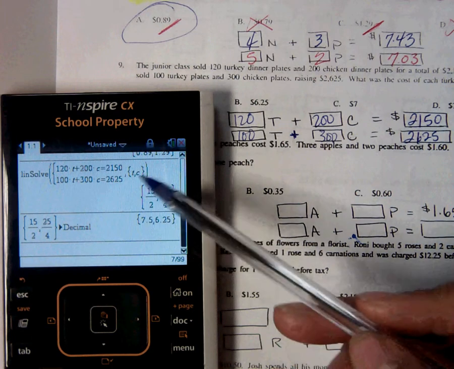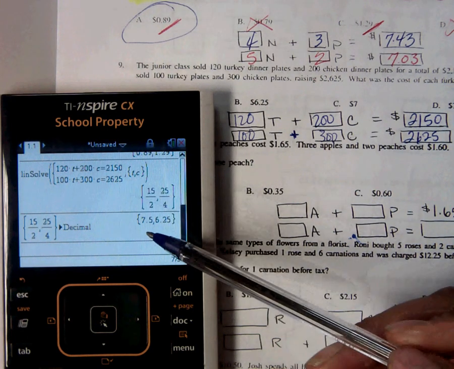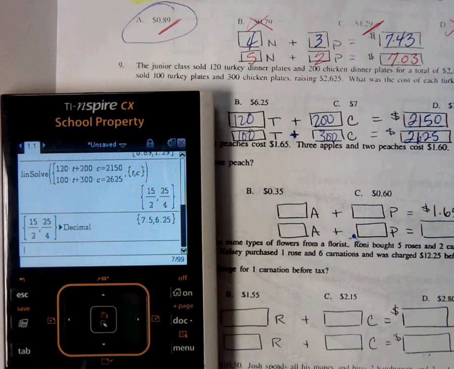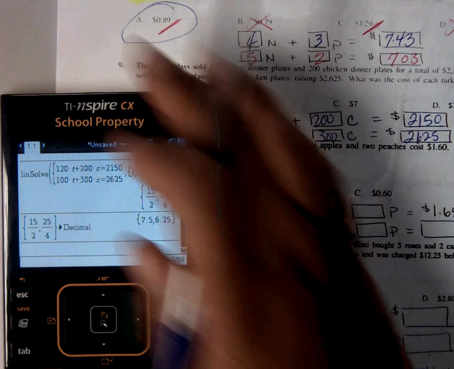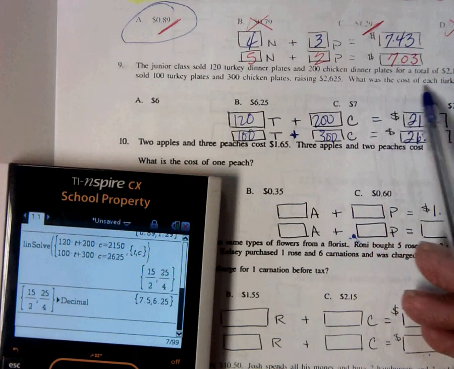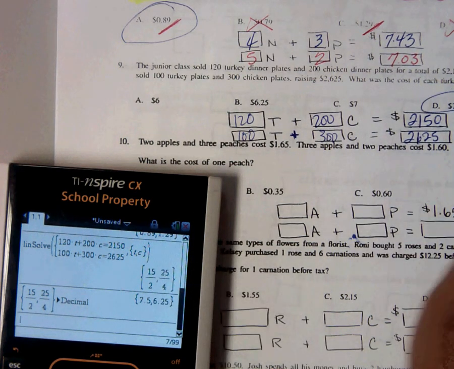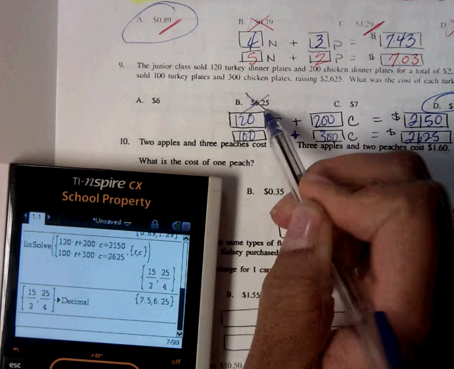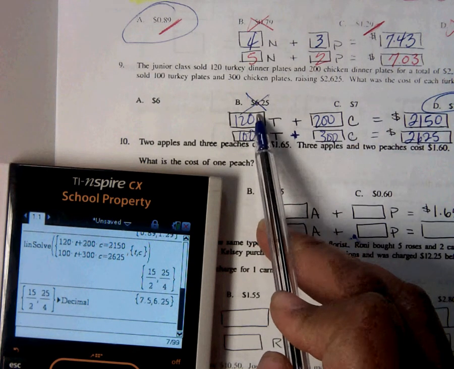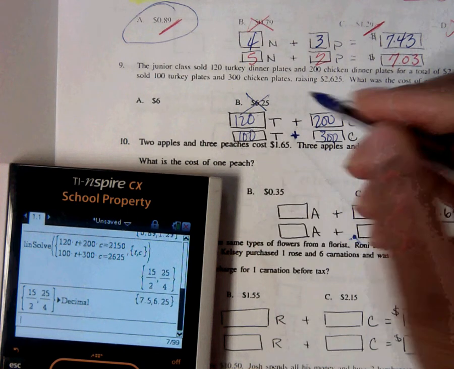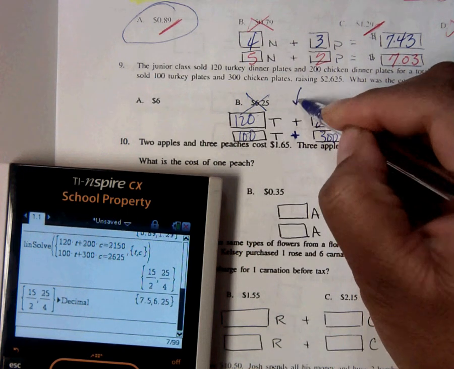So we see that the turkey plates cost $7.50. The chicken plates cost $6.25. So we read the question, what was the cost of each turkey plate? That's T, that's $7.50. Not $6.25 because they were both there. Again, don't use X and Y. Change those letters.